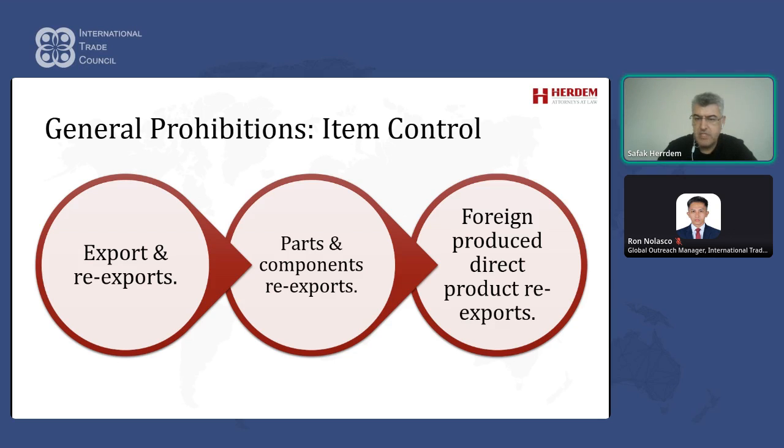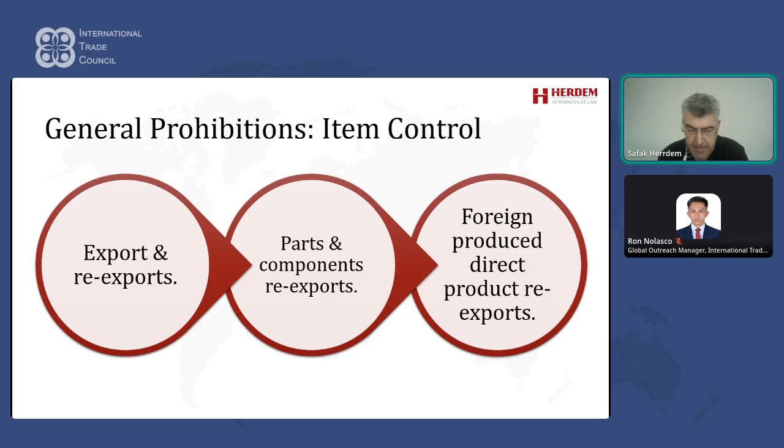Now let's have a more detailed look at the general provisions. As mentioned, the first three provisions are the item controls that are shaped and limited by the parameters specified on the CCL and the country charts. General provision one concerns the export and re-export of controlled items to listed countries. It states that it is prohibited to export any item subject to ER to another country, or re-export any item of US origin, without a license or license exception.